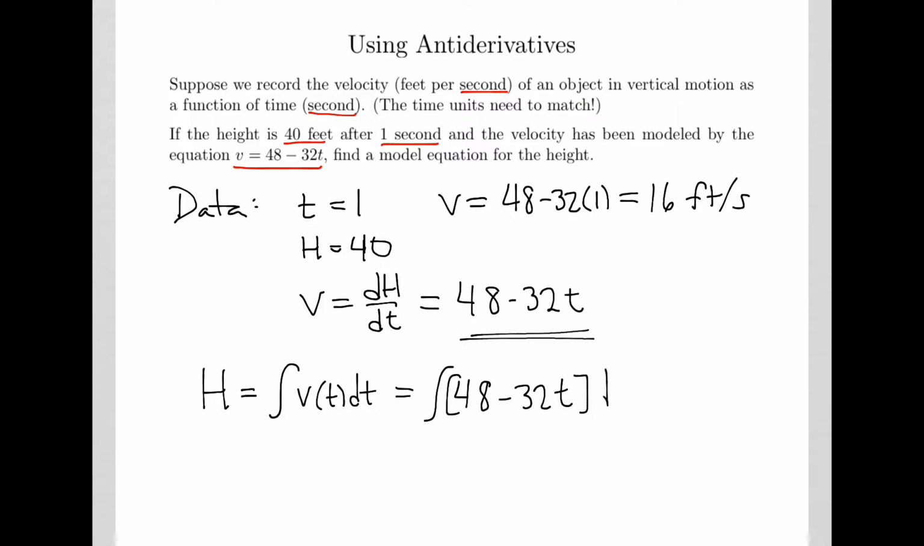Now, integrals always need the variable's differential, the dt. It's a rate times a time. A little velocity times an amount of time multiplied together gives me a distance traveled. Okay, so now we've learned how to find antiderivatives. So 48 minus 32t has an antiderivative of 48t.